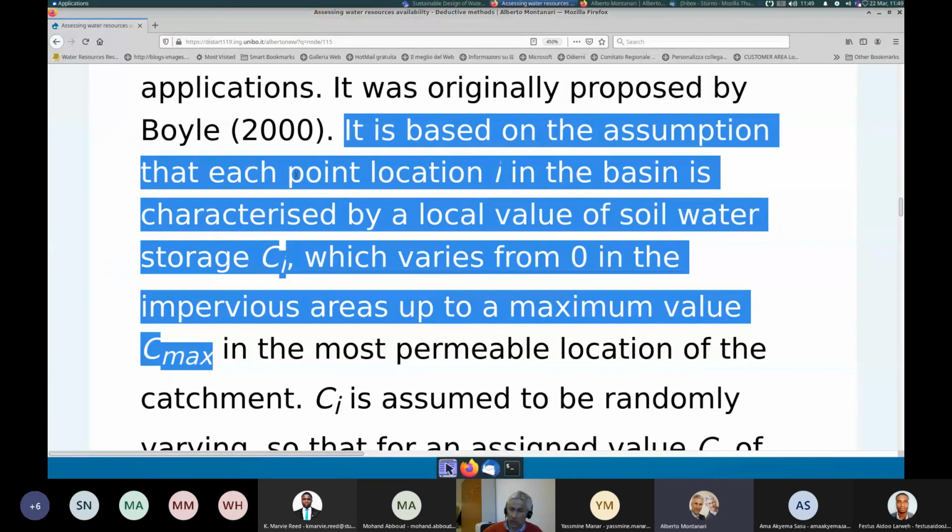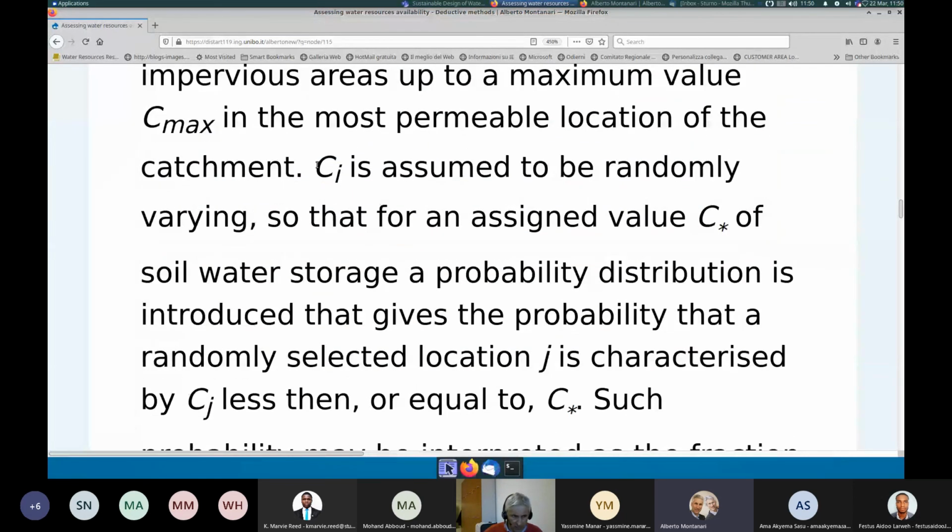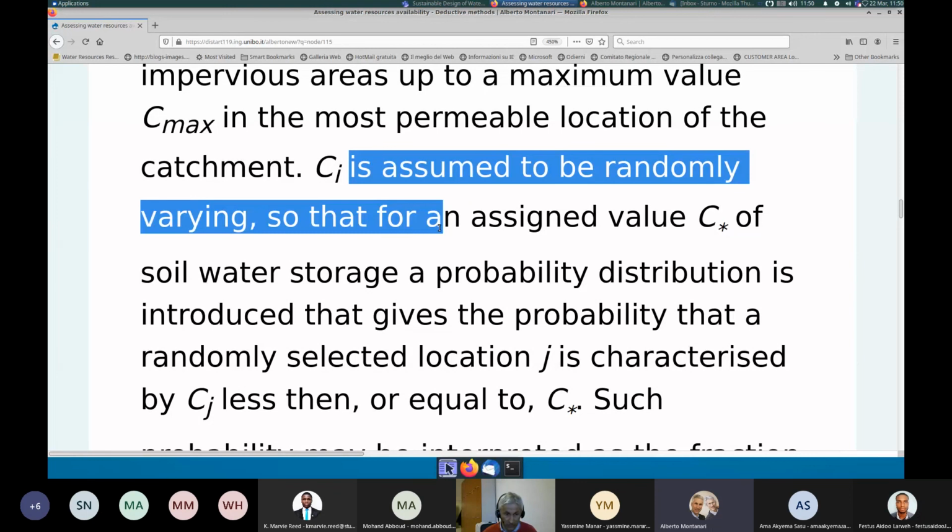You can call it soil water storage. You can call it soil storage capacity. Some references call it soil water retention. Just keep in mind the conceptual meaning. This CI, which is again the soil water storage, is such that if you have rainfall less than it, you don't see any water in the river. This CI is assumed to be randomly varying over the catchment. Okay? It's assumed to be randomly varying.